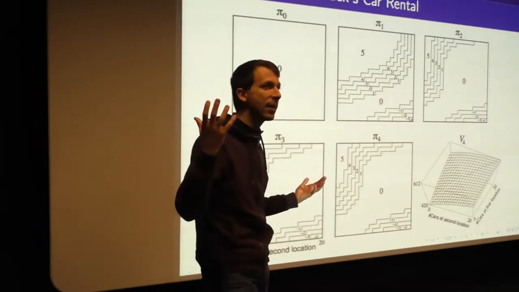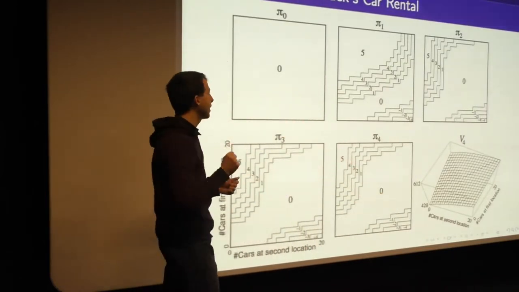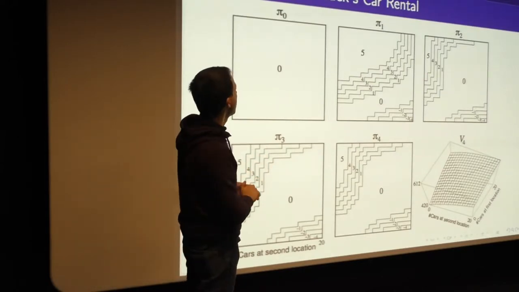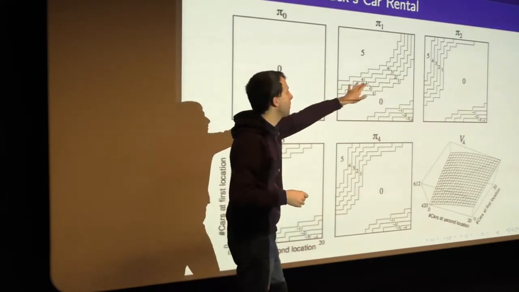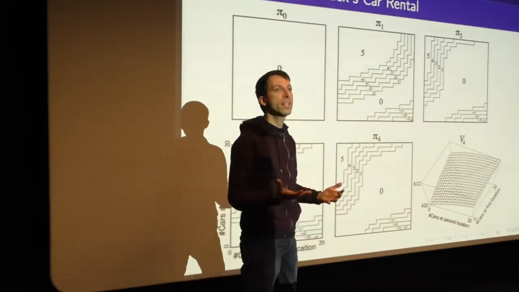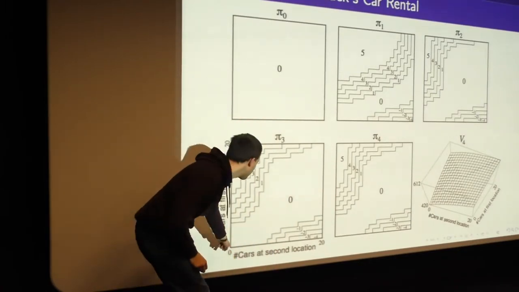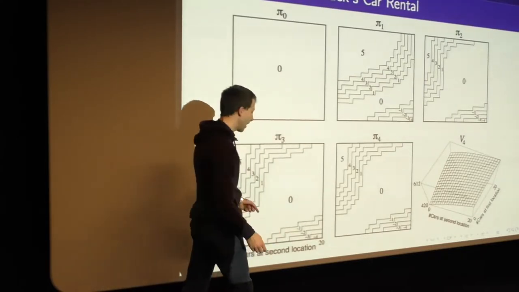So we're going to apply this idea of policy iteration. I know I haven't been concrete yet about the algorithm. I just want to give you a flavor of what this algorithm looks like, first of all. And so what we've got here is we're just looking at the policies to begin with. These five squares here represent the policies that we're considering. So the axes are the cars at the first location on the y-axis and the number of cars at the second location on the x-axis.